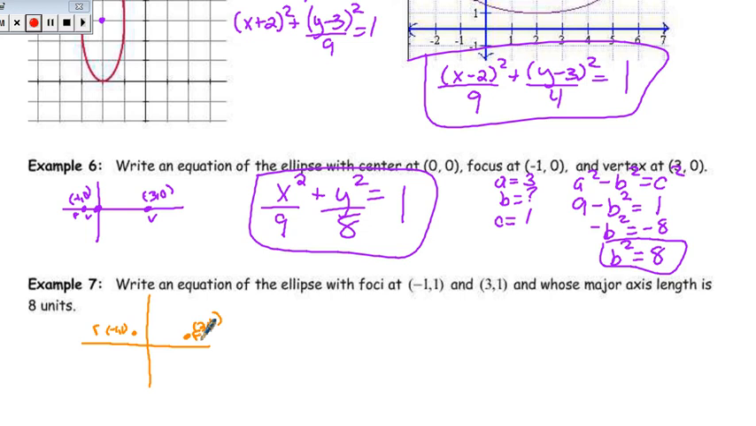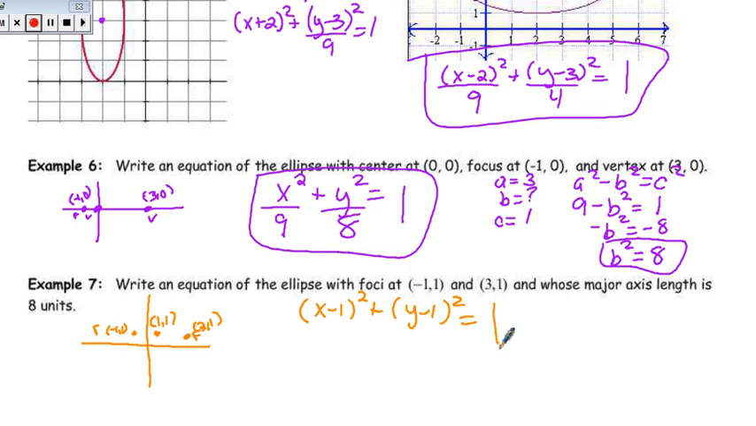All right, so the first thing I need to do is find the center. The center will be exactly in the middle of these two foci. So if I add these guys up, negative 1 plus 3 is 2. 2 divided by 2 is 1. So the center x is 1. Adding this other guy up, 1 plus 1 is 2 divided by 2 is 1. So I know I have a center point here. The foci and center, everything is running horizontally, so the bigger number will go under the x. So I know it's going to be x minus 1 squared plus y minus 1 squared. We'll always set equal to 1.